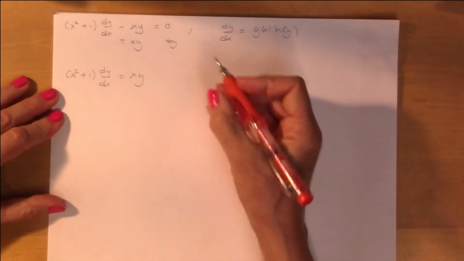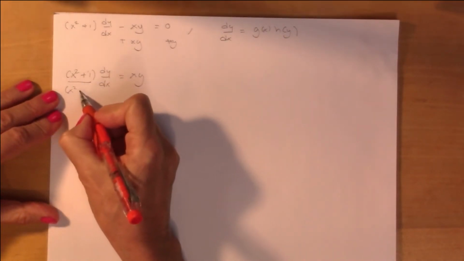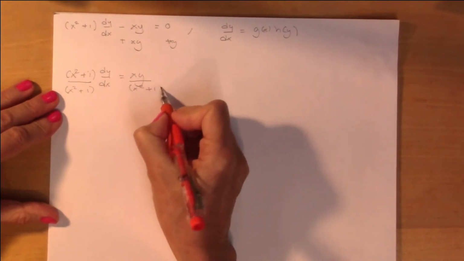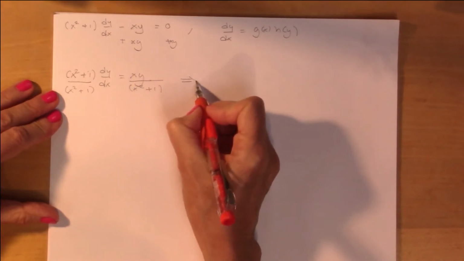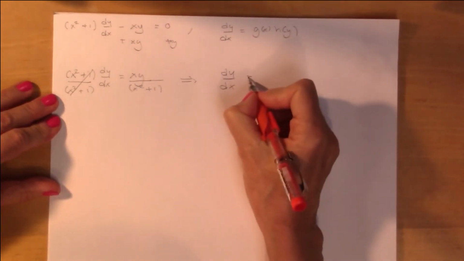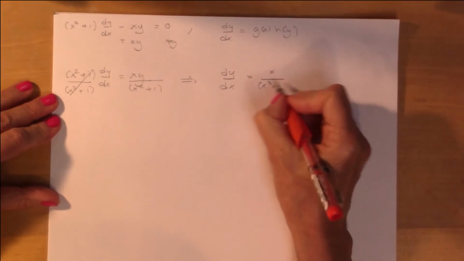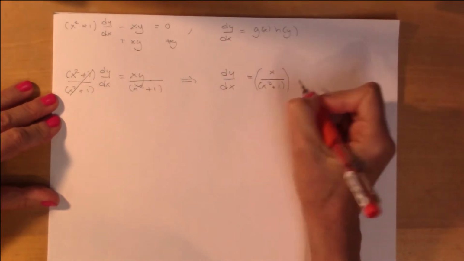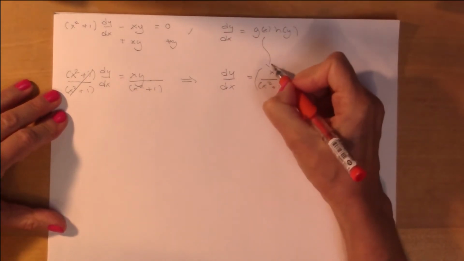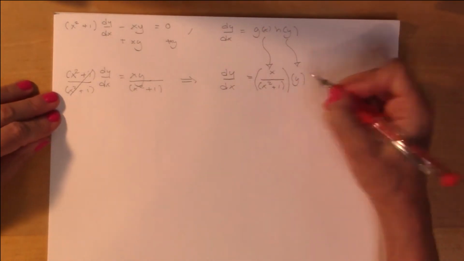Alright, and then after this, we're going to divide through by the x squared plus 1 on both sides. What do we have there? Now we have dy/dx equals x over x squared plus 1 times y. So now we have a function here of x, and we have a small little function in terms of y, even though it's just one lone little y there.